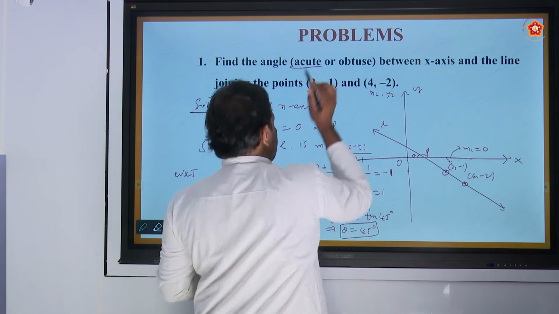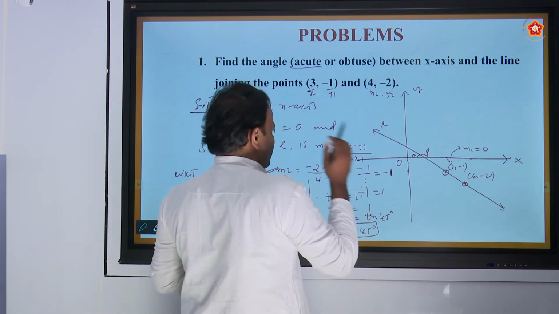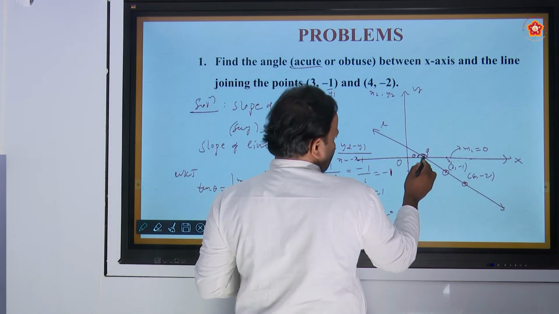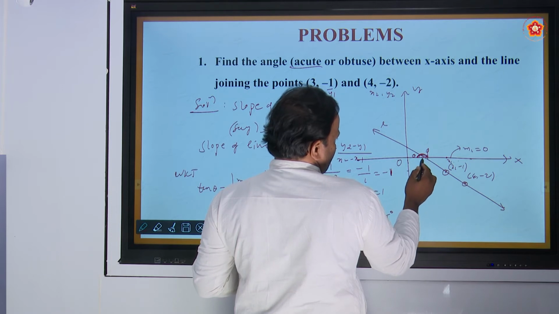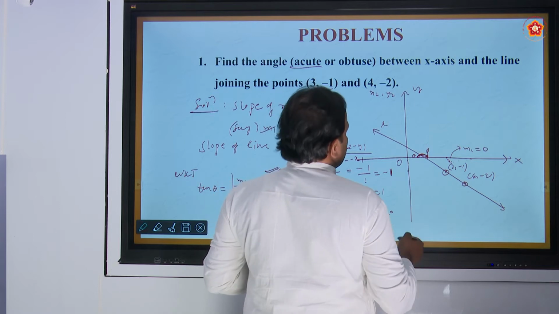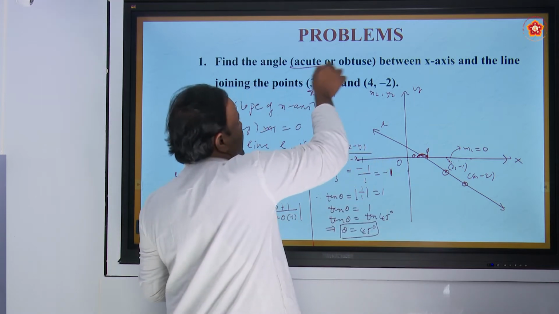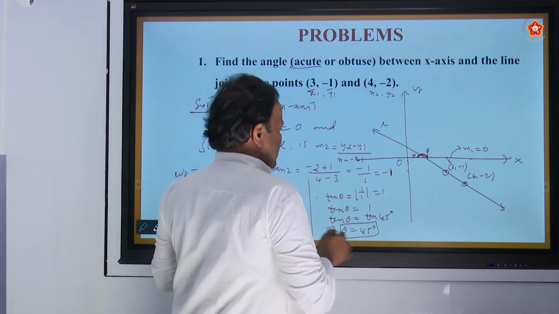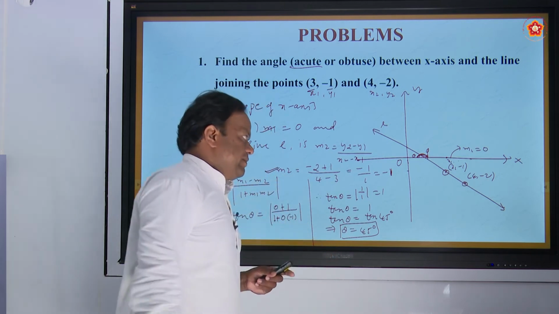I find here only acute angle. You can also find the obtuse angle. If this is 45 degree, we can say that the total is 180. 180 minus 45, you get the obtuse angle also. You can find that one. Or here it is asking acute or obtuse. I find here acute angle, so theta equal to 45 degree.